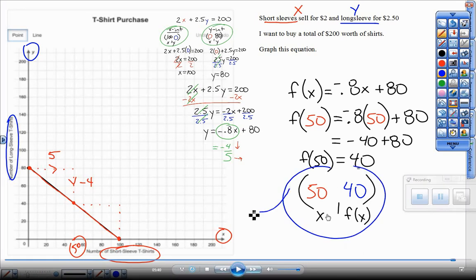What this is saying is when I have 50 short sleeve shirts, I have 40 long sleeve shirts. Well, if I write this as a function of long sleeve shirts right here, as a function of what I use for short sleeves, then again, when I plugged in 50 short sleeves, it gave me 40 long sleeves as my answer. So the number of long sleeves depends on how many short sleeves I plug in.